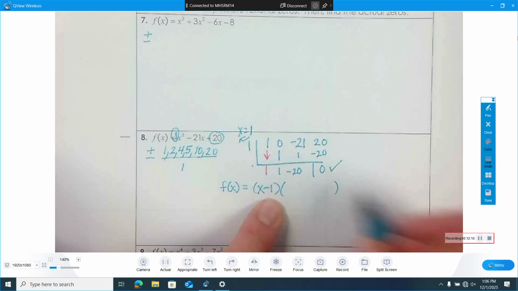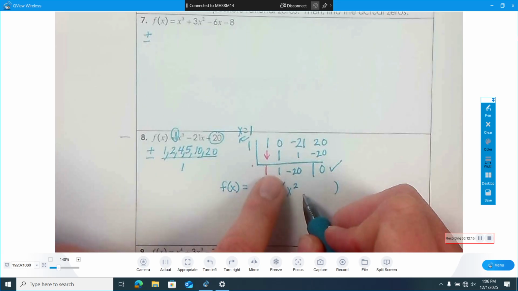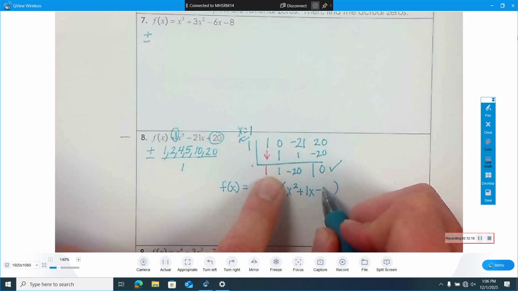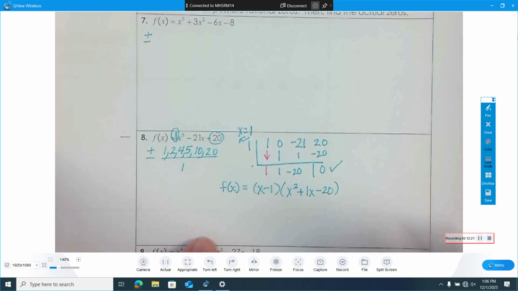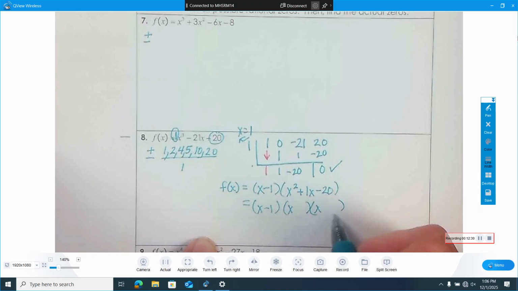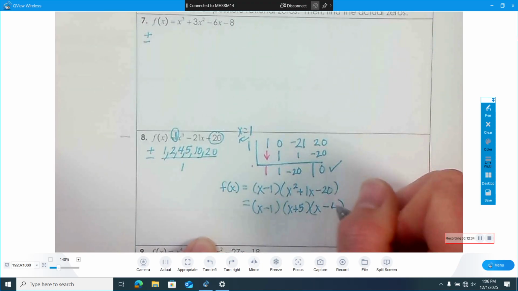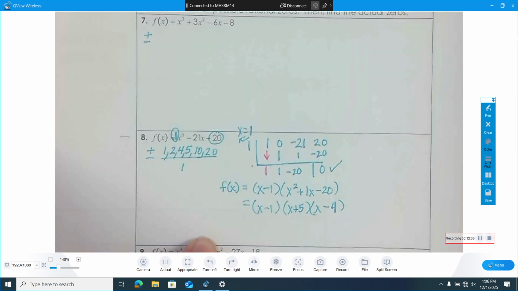And what is the quotient? What's the leftover bit here? X squared plus 1x minus 20. Good. And from there we can double bubble. We have x times x is x squared, and what times what is negative 20? Positive 5 and negative 4.